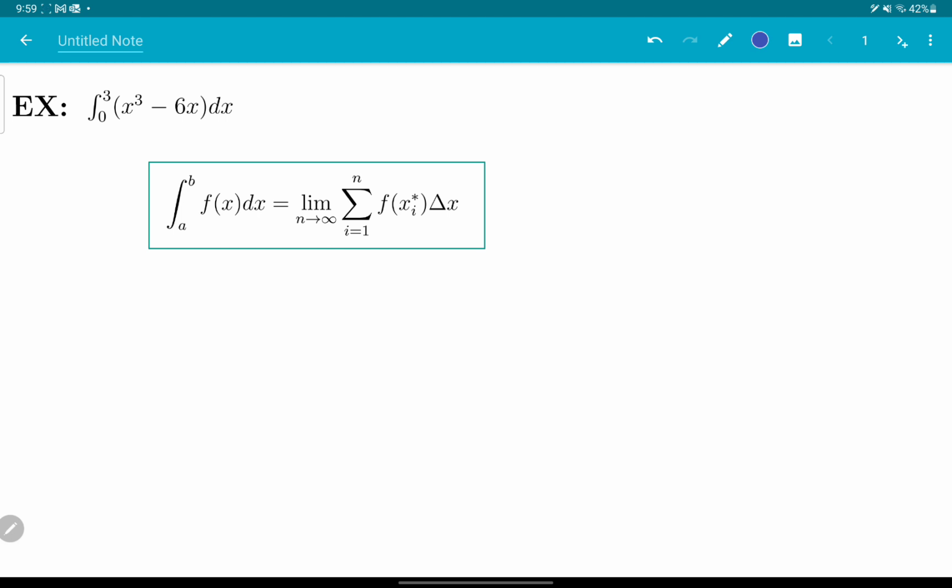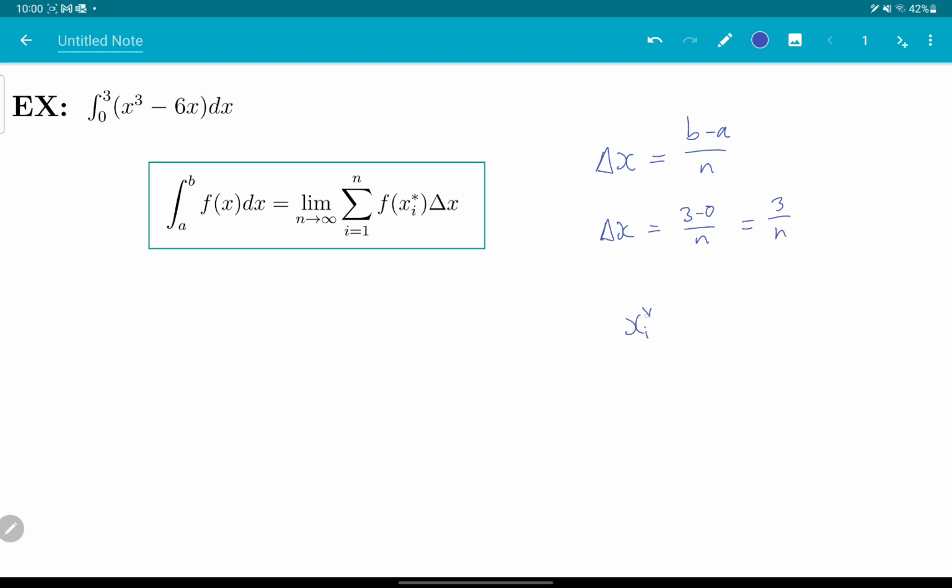So let's find the definite integral using our definition of this function here from 0 to 3. Okie dokie. So we got a couple things before we start. Delta x is b minus a over n. So delta x will be 3 minus 0 over n, so 3 over n.